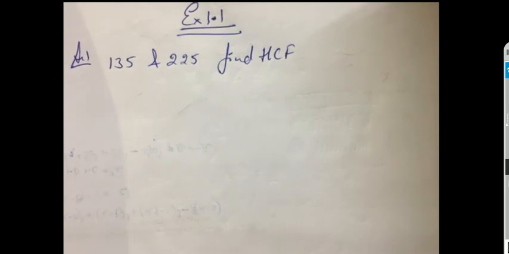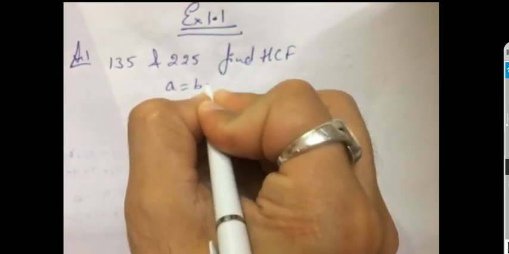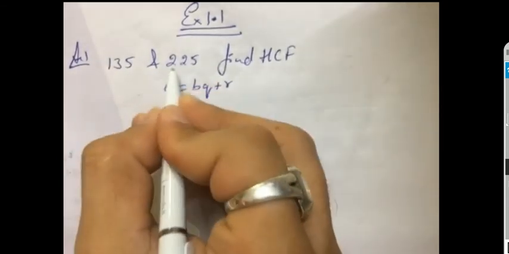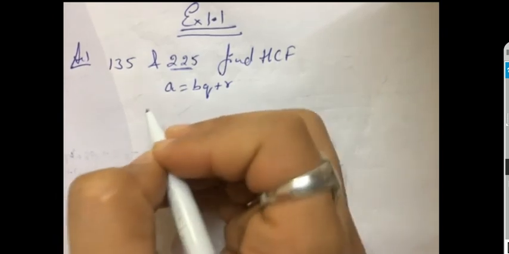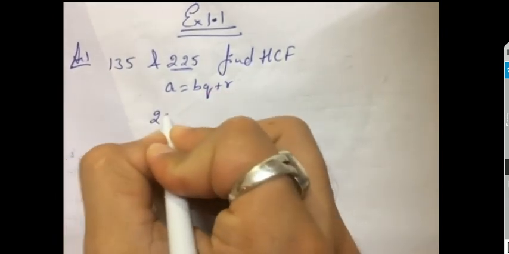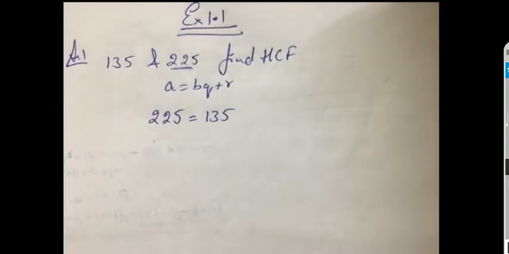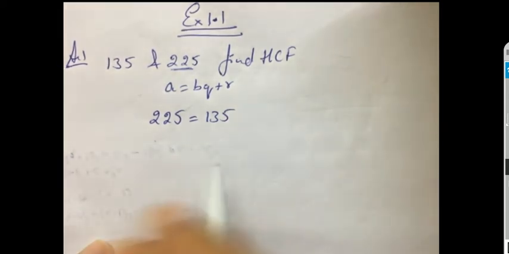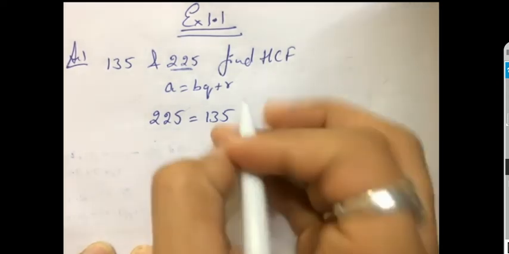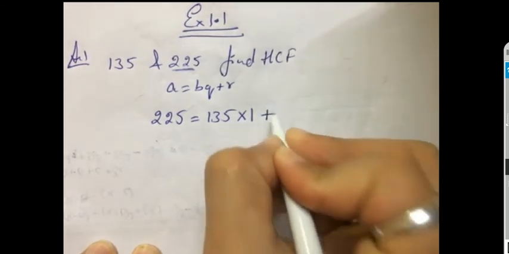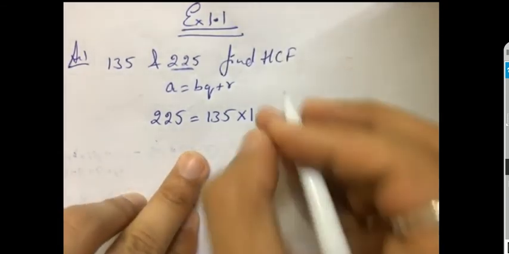So using the Euclid division algorithm, we know that a equals bq plus r. So let's start over here. This is the bigger number, so this we will take as the dividend. It will become 225 equals 135 into something. Now 135 into 2 will be a number greater than 225. Any guess? If I multiply 135 into 2, the number will be 270, which is greater than 225. So this can only be multiplied by 1, and the remainder will be 225 minus 135, which gives you 90.